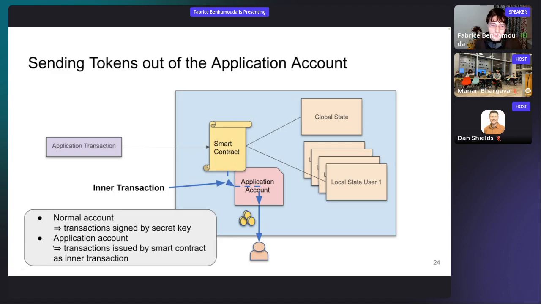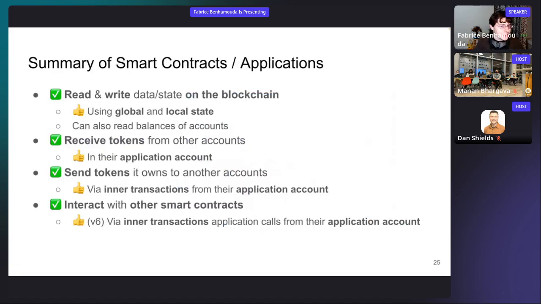Remember, for a normal account, the transaction is signed by a secret key, and for an application account, the transactions are issued by the smart contract as inner transactions, and there is no secret key involved, because as we have seen, a smart contract cannot keep a secret key. Smart contracts are public. So we have seen essentially how on Algorand, the smart contract can read and write data on the blockchain using global and local state, can receive tokens from other accounts, and can send tokens to other accounts. They receive tokens in the application account, and they send them via inner transaction from the application account. And finally, they can interact with other smart contracts: they can use inner transactions to make calls to other smart contracts.